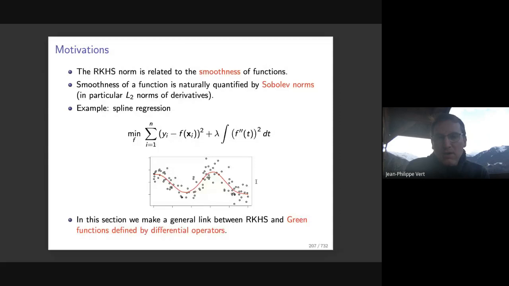This is an example. Now, the question is, how does that relate to what we have seen so far, the kernel methods? What we're going to see now is that, in fact, this problem, where the smoothness is defined based on some prior knowledge, is a kernel regression problem. And the question is, what is the kernel corresponding to this problem? This is what we will see now.